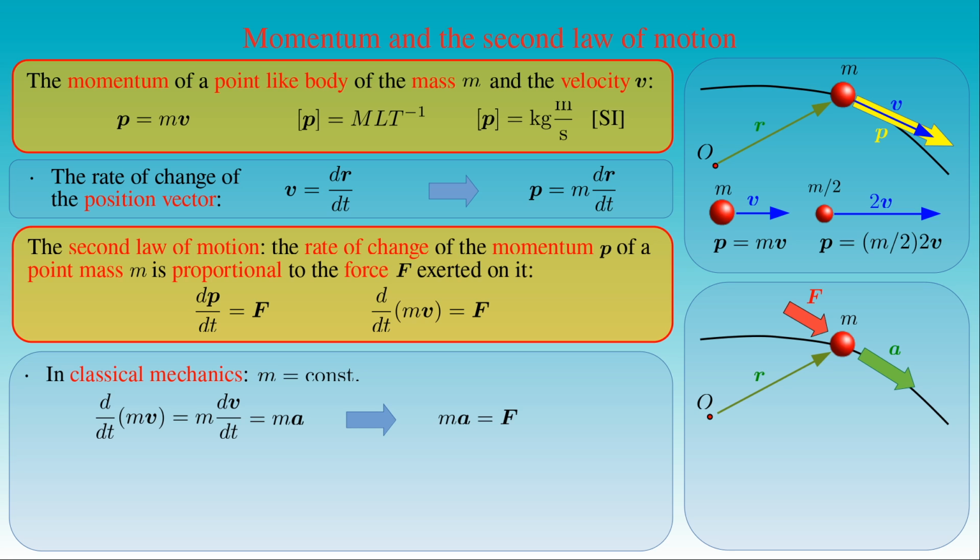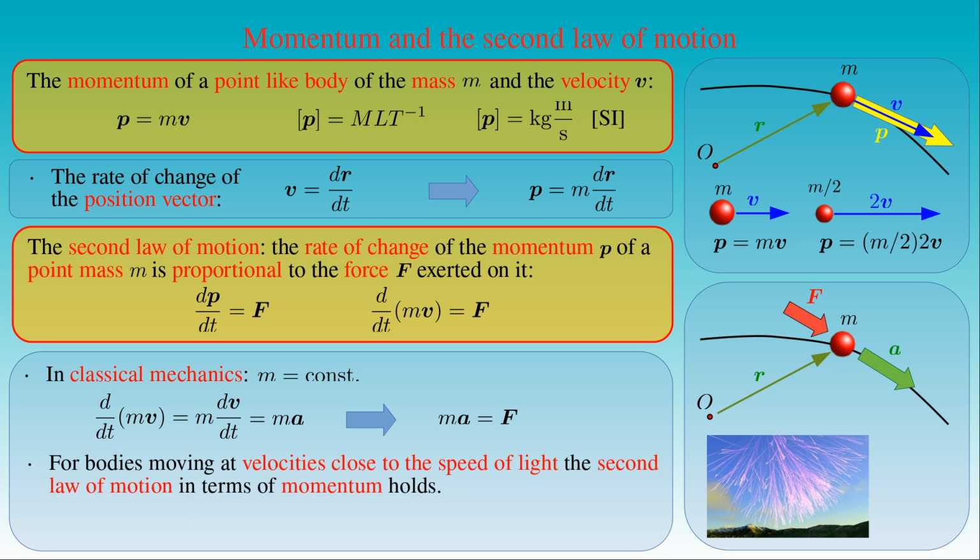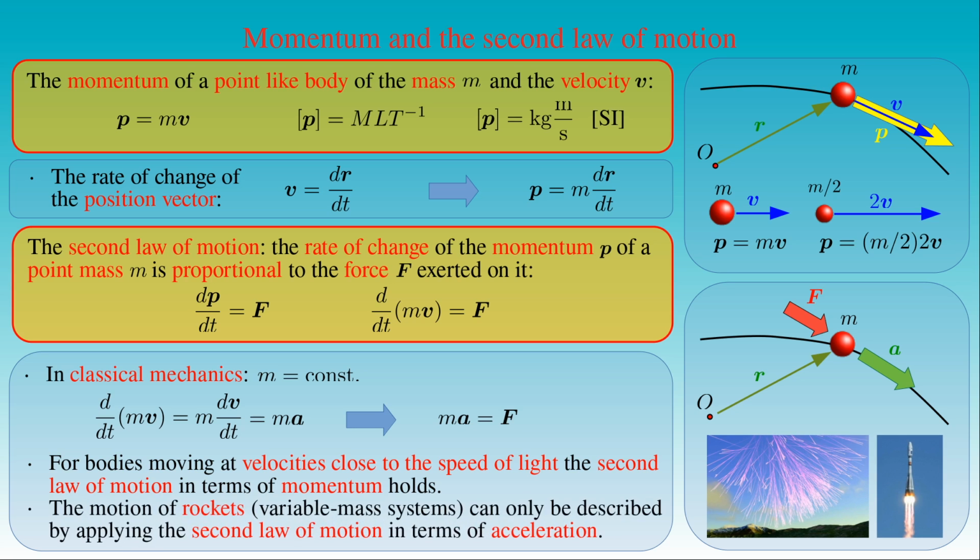In the case of point masses moving at velocities close to the speed of light, for example cosmic rays hitting the atmosphere of the Earth, the second law of motion in terms of momentum holds. However, rockets burning a significant amount of fuel during flight represent variable mass systems, and their motion can only be described by applying the second law of motion in terms of acceleration.